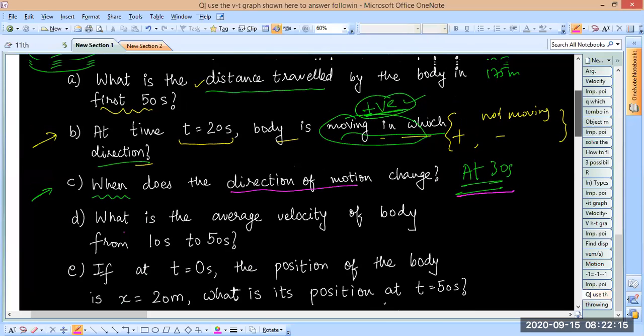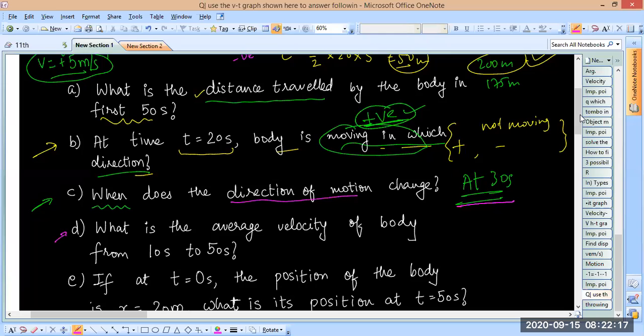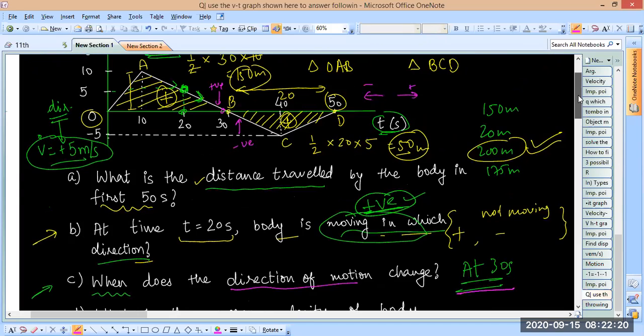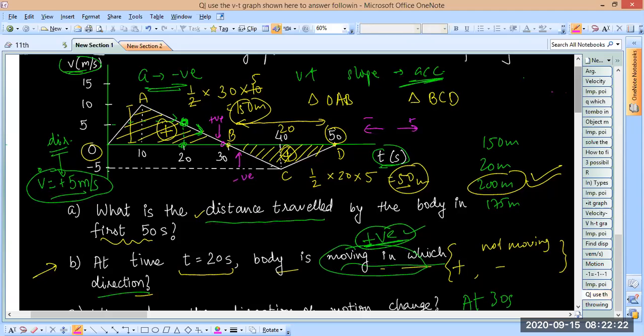What is the average velocity? Part D. Come on, people. Answer for D. What is the average velocity from 10 to 50 seconds? Come on. We have got 5, 6 different answers already. Very good.